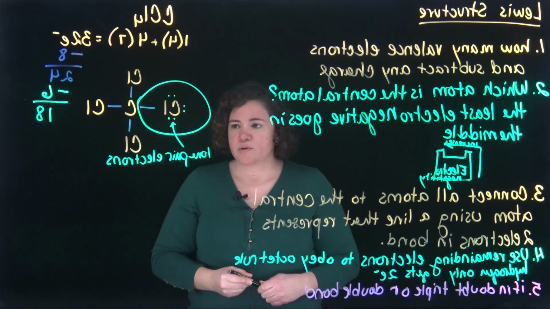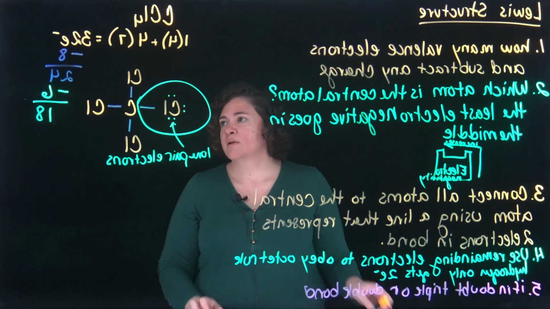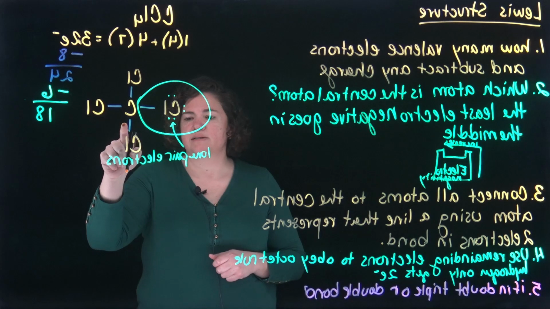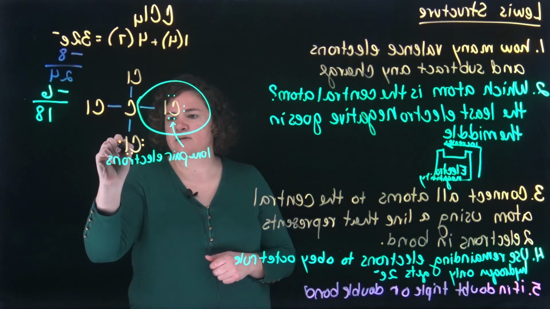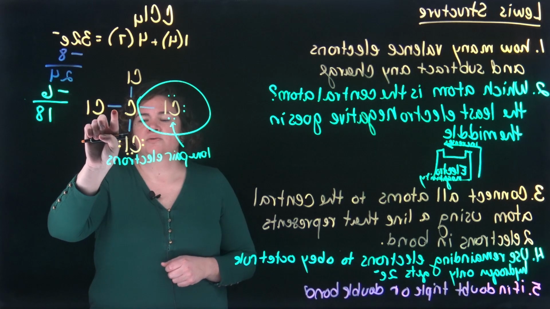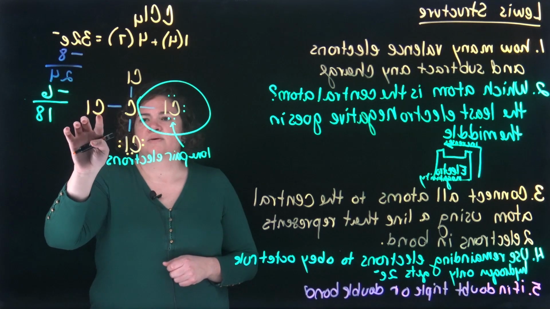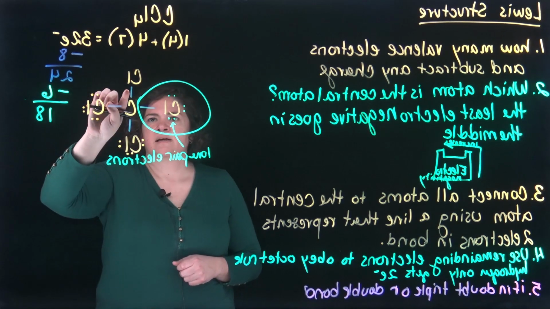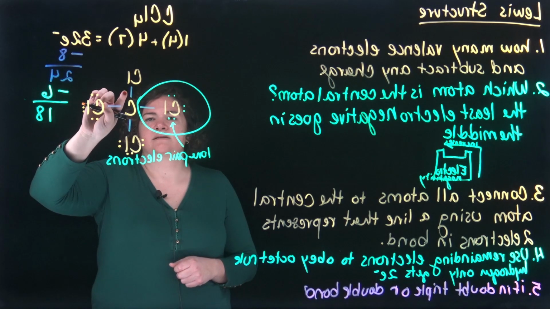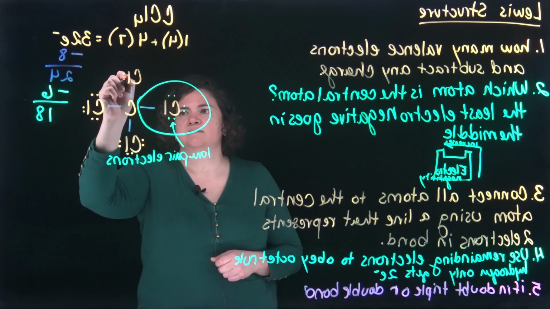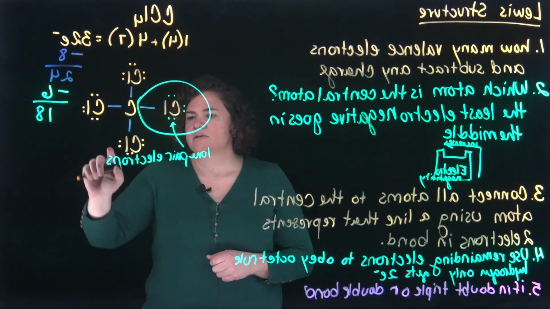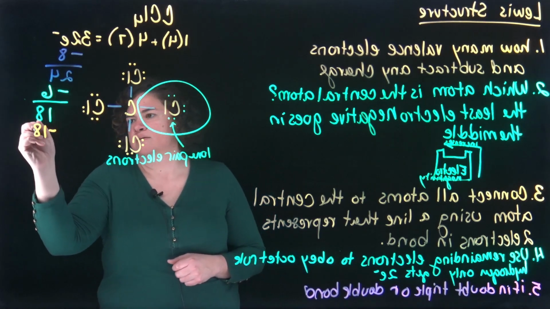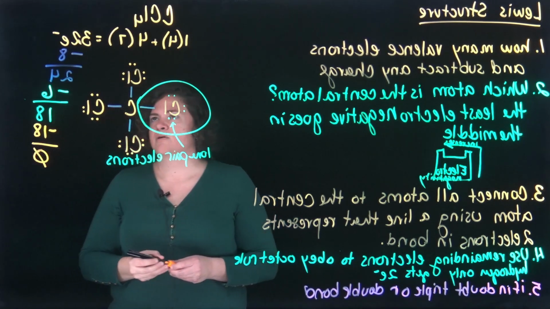Then you proceed with the other ones. This chlorine needs 8. It has 2. So 8 minus 2 is 6. 2, 4, 6. This chlorine has 2. It needs 8, so 8 minus 2 is 6. 2, 4, 6. This chlorine has 2. It needs 8. 8 minus 2 is 6. So 6 plus 6 is 12, plus 6 is 18. And therefore you have used all the electrons.